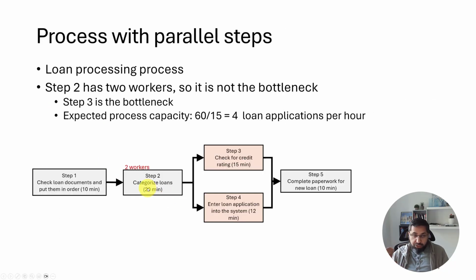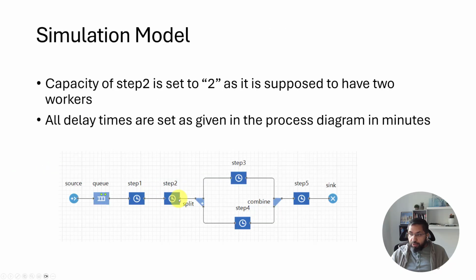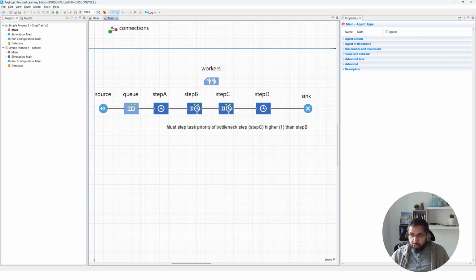Remember, delay block capacity is the number of workers at the delay block. So you just set the capacity of the delay block to 2 and the delay to 20 minutes here. And then you have a split block, and then you draw these nice lines to go to step 3, step 4, then you have the combine block, and then you have step 5. So I'm just going to show you how to draw these lines and how the split and combine blocks look in the AnyLogic simulation. So let me first show you step 2.